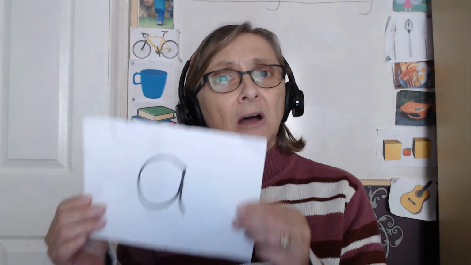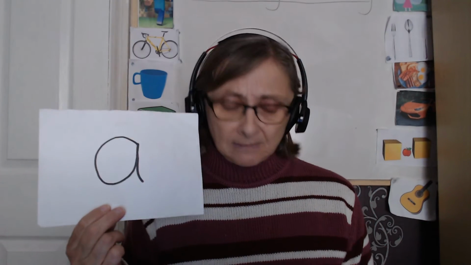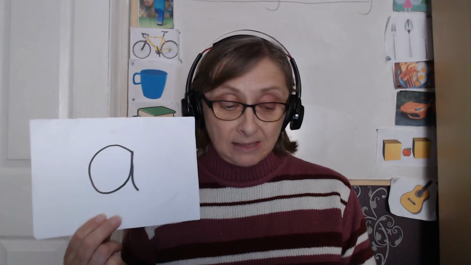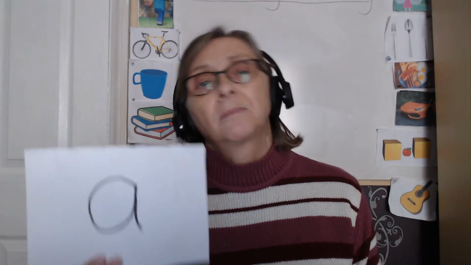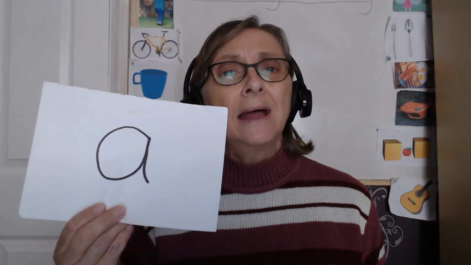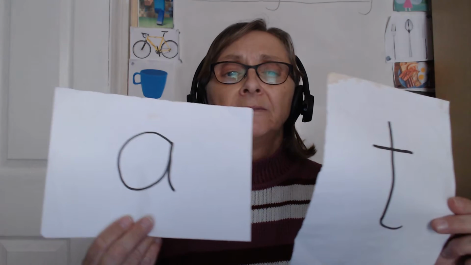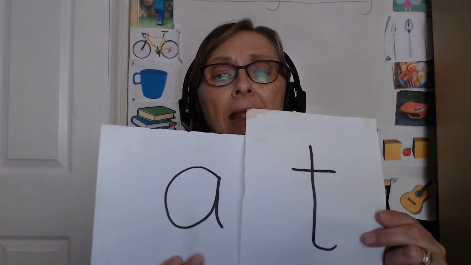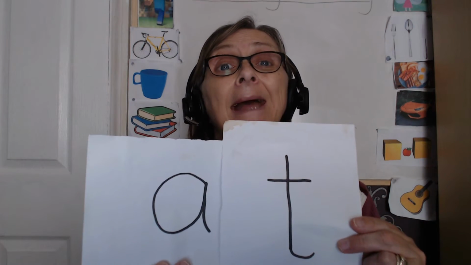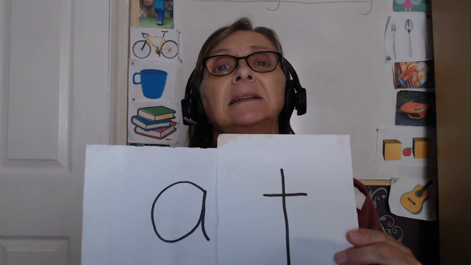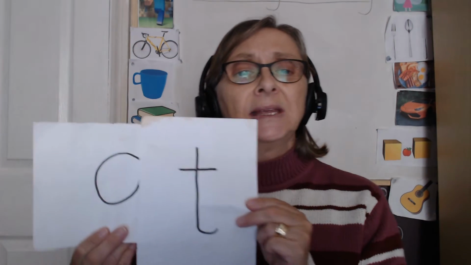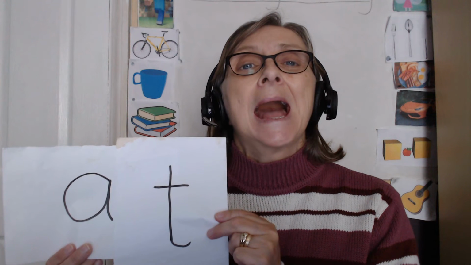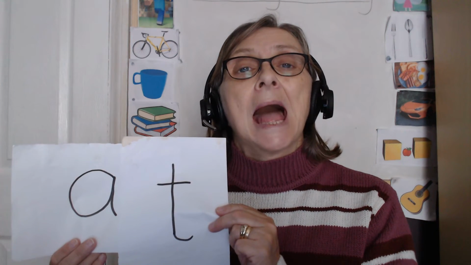Now we've learnt some letters. Let's see if we can make some words using our vowel A and the different letters that we've looked at today. T, A, T. Put them together, it makes at, at. You try saying that word. At, at.